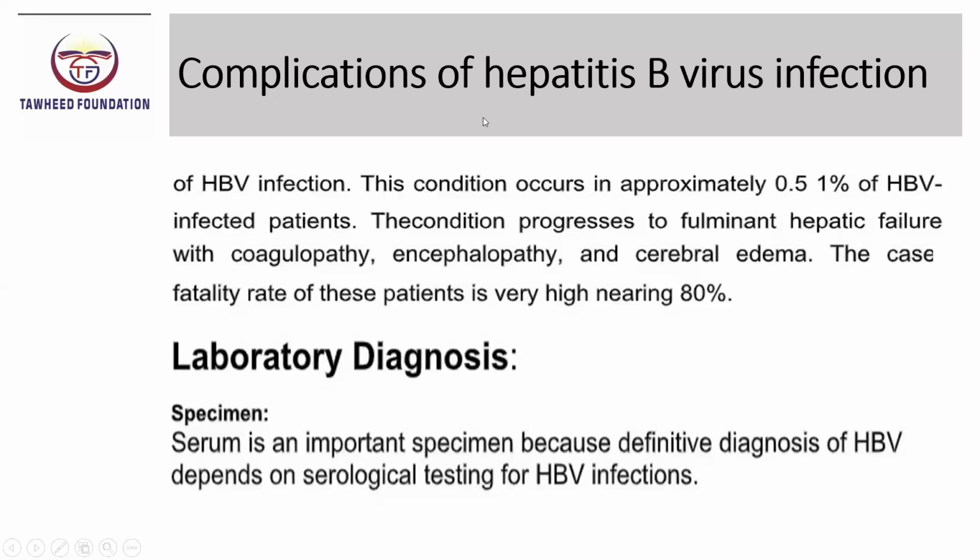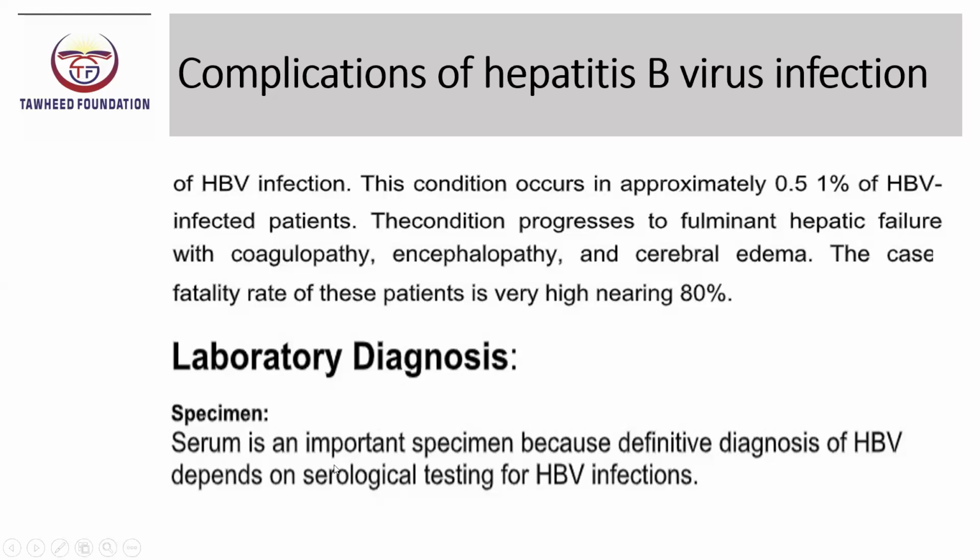Complications of hepatitis B virus infection. Long-term HBV infection is associated with several complications. Cirrhosis results from chronic inflammation and scarring of the liver, impairing its function. Another serious complication is hepatocellular carcinoma, with HBV being a major risk factor for liver cancer worldwide. The integration of HBV DNA into the host genome and ongoing liver cell injury contribute to malignant transformation. Other complications include chronic active hepatitis and hepatic failure.